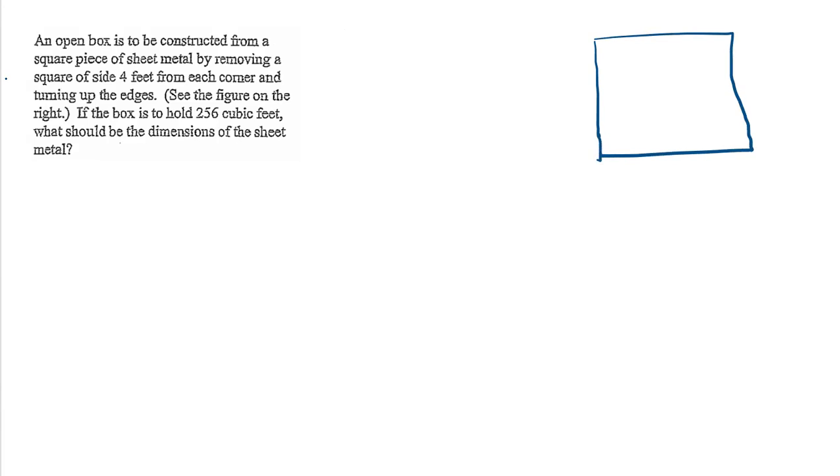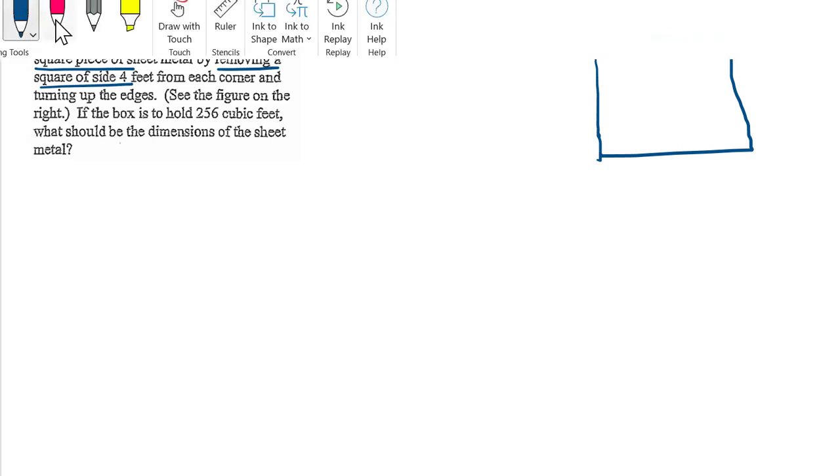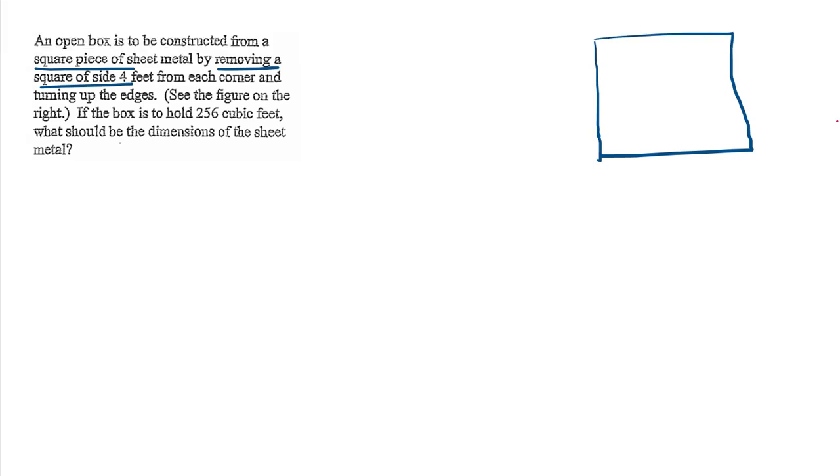Okay. And it says, so we have a square piece of sheet metal, by removing a square of side 4 feet from each corner. So that means we are taking these corner pieces, right? And the corner pieces are 4 by 4. So this is 4 feet by 4 feet, 4 feet by 4 feet, and so forth. Okay, so that's what we know about this here.